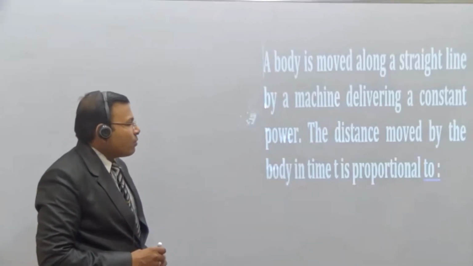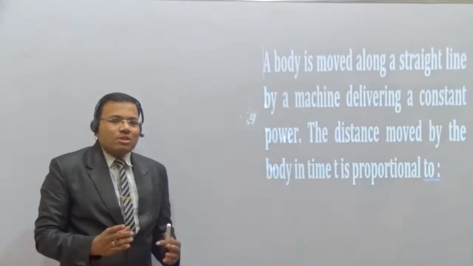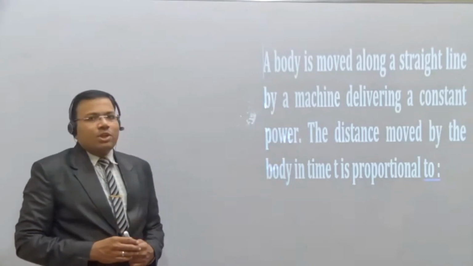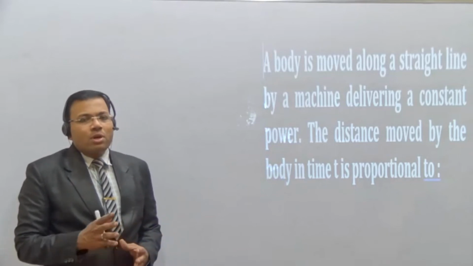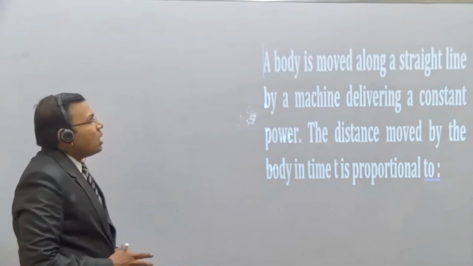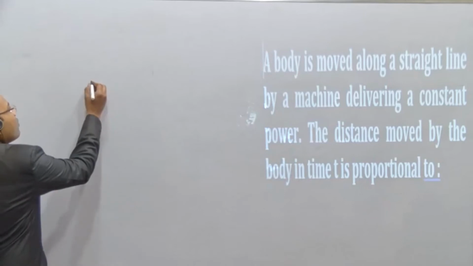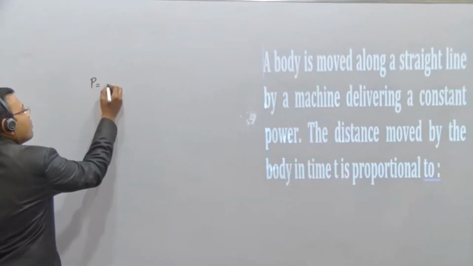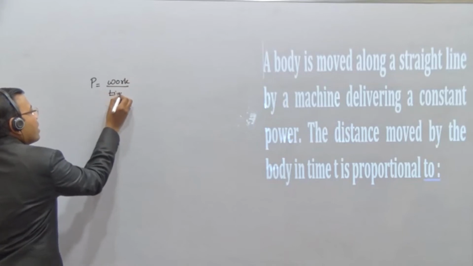The distance moved by the body in time t is proportional to what? How much distance is moved in time t, that we need to calculate, and this is considered a very important model for the competitive level. So a body is moving along a straight line with a constant power. We know the formula for power: power is equal to work by time. This is the basic concept.